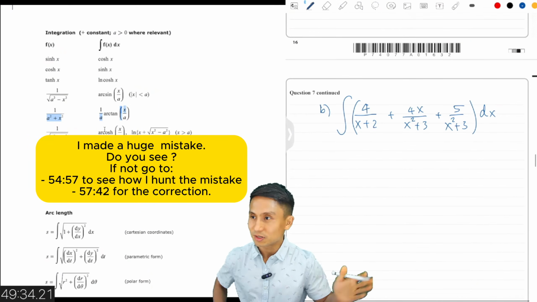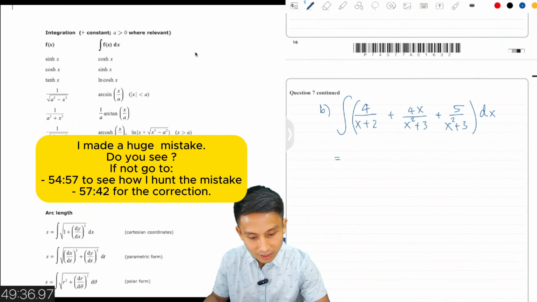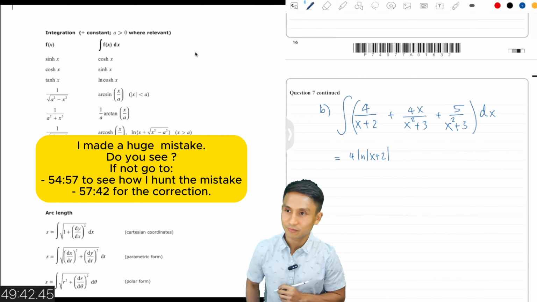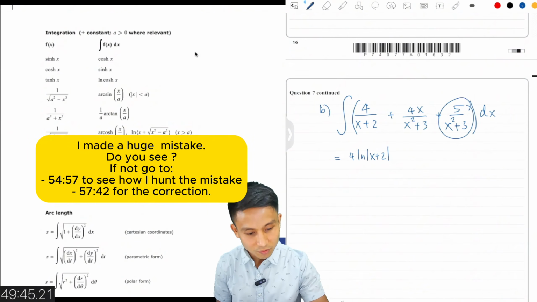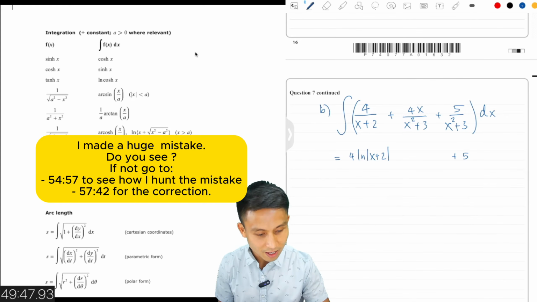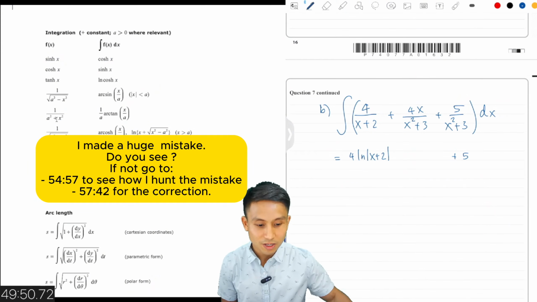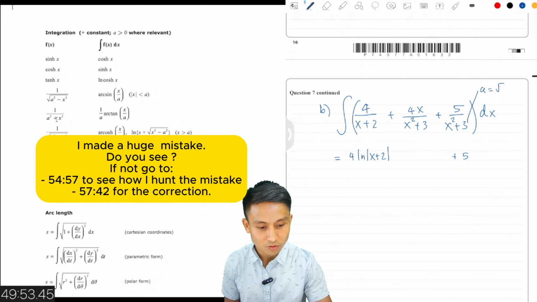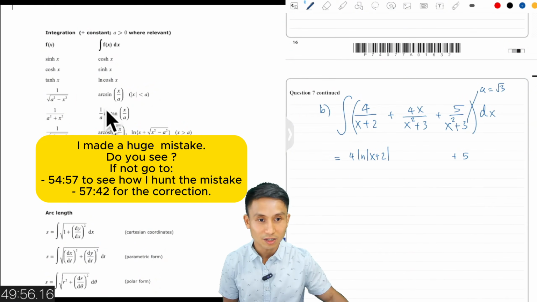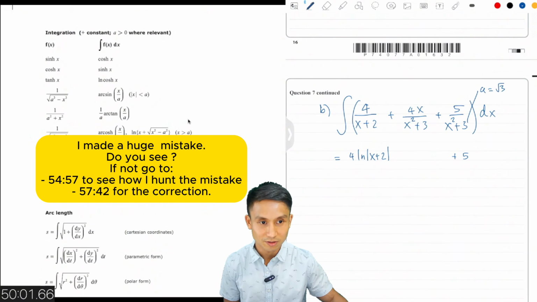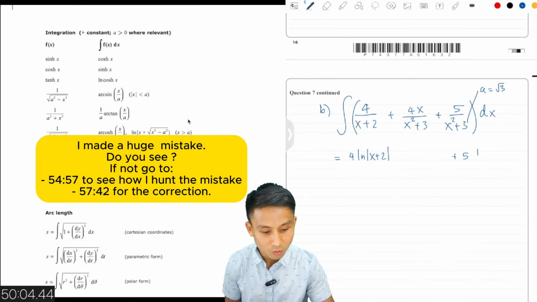Okay, so I'm just going to keep this formula page on first. So that's going to be 4 ln of modulus x plus 2. That's easy. And this one, I'm going to do first. So that's just 5 of, here a would be root 3, according to the formula here, arctan. Is there any other one that's similar to this? No. So we're going to go for this one. So that's going to be 1 over root 3 arctan x over root 3, like that.